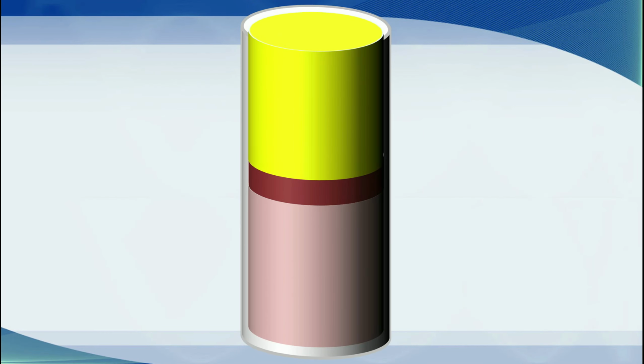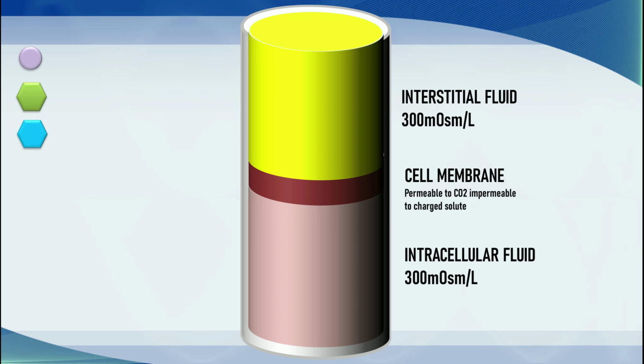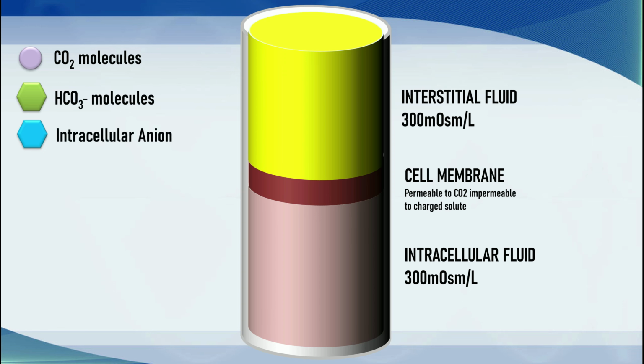This is a cartoon to represent two separate fluid compartments in the body. On the top in yellow is the interstitial fluid that has an osmolality of 300 milliosmoles per litre. At the bottom in pink, there is the intracellular fluid that has an identical osmolality of 300 milliosmoles per litre. These two compartments are separated by a cellular membrane that is permeable to carbon dioxide but impermeable to charged solute. Into these compartments we're going to put three things: carbon dioxide that's dissolved, bicarbonate, and intracellular anions such as phosphate.